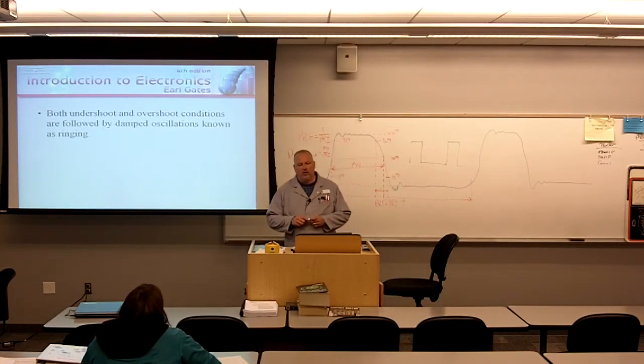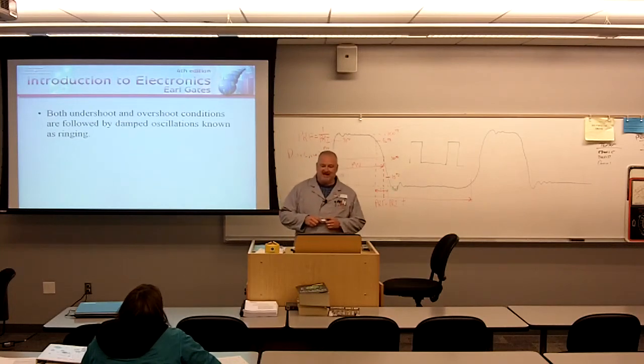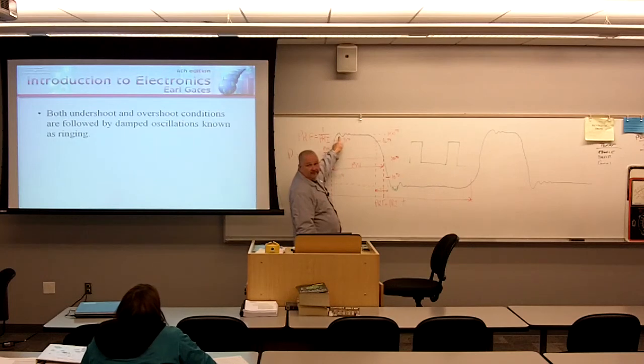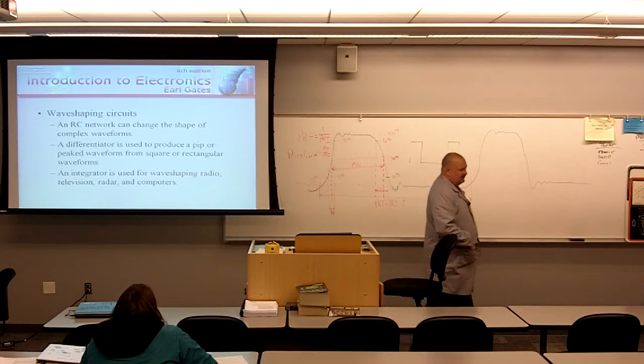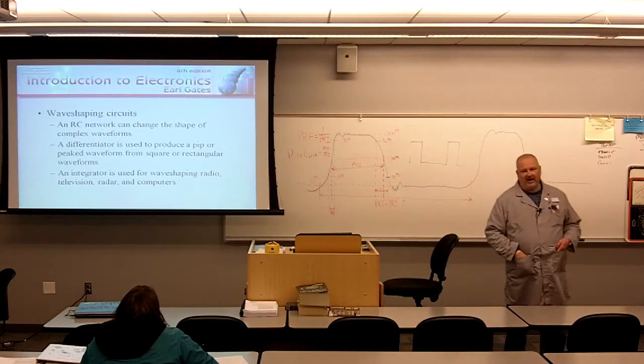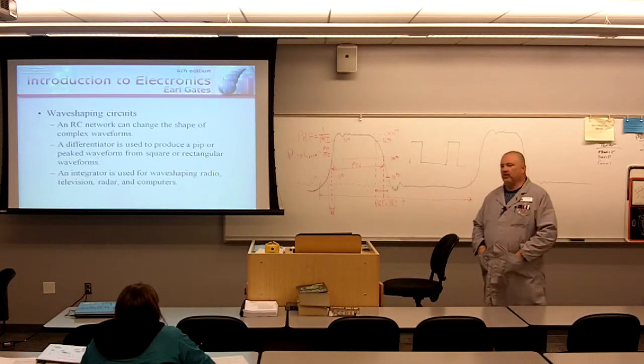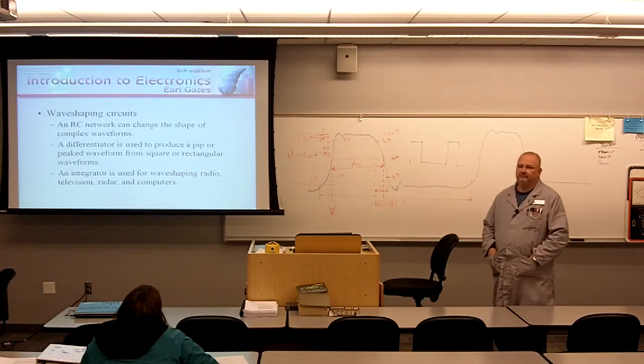Both undershoot and overshoot conditions are followed by damped oscillations known as ringing. This is the ringing. Overshoot, overshoot, then it dampens out. Basically, those are caused by imperfections in components in the circuit design. The bottom line: how much money do you want to spend getting rid of this stuff?